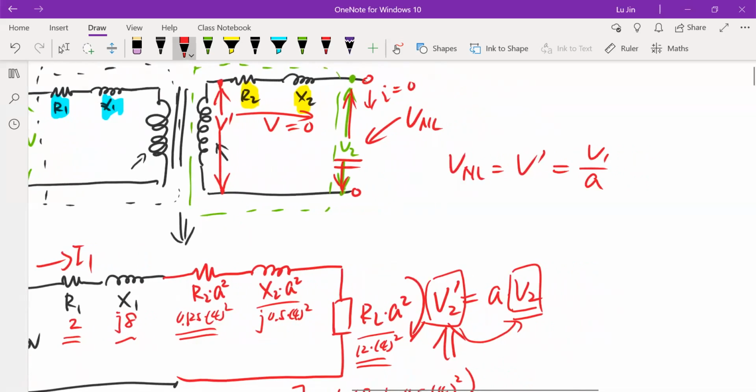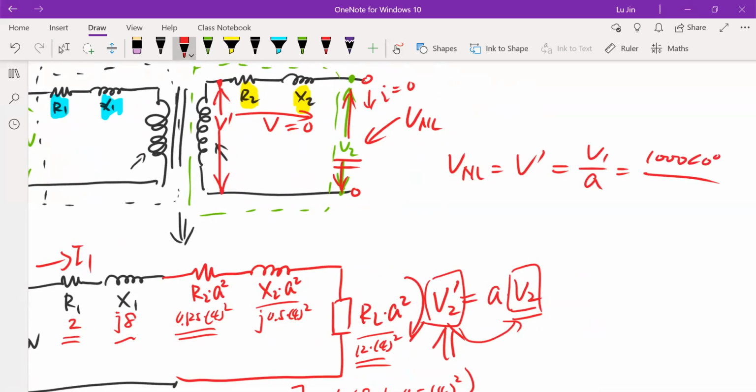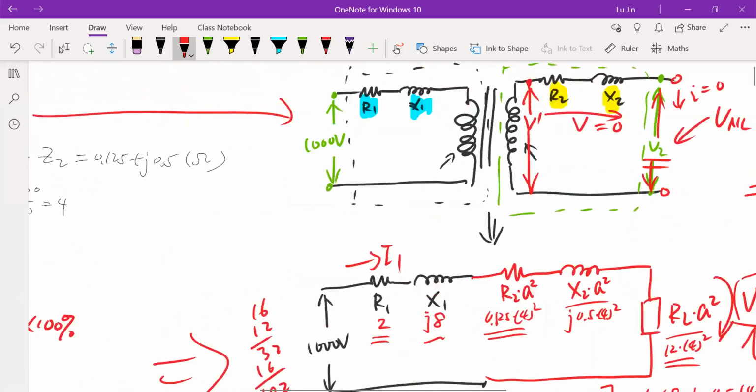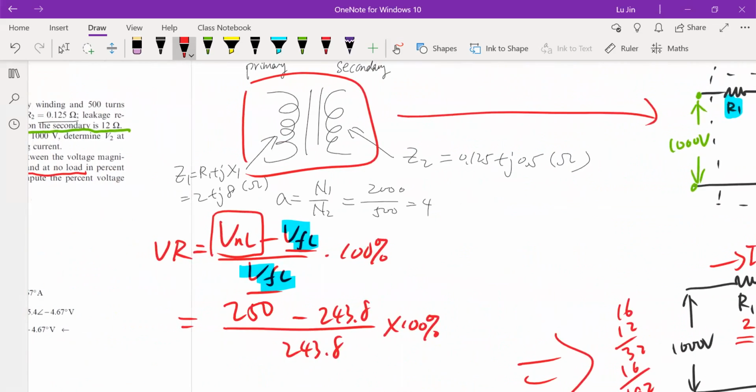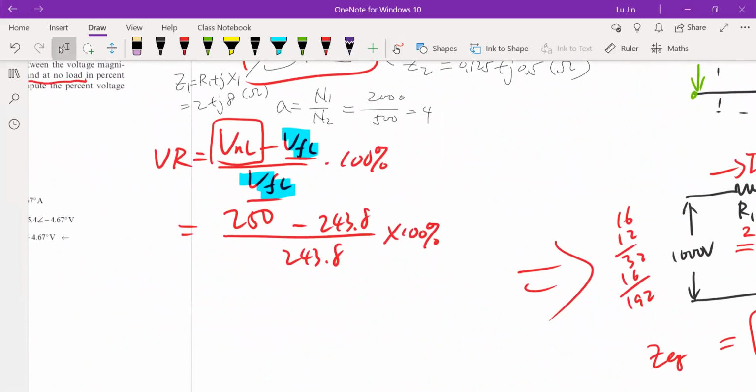But V1, which has been known, is 1000 volts with 0 degrees, divided by A, which is 4, is 250 volts with 0 degrees. Here, for the no load voltage, we just need to use the magnitude of it, which is 250, okay? So 250 is given here. And then by finishing this calculation, you get the voltage regulation, which is equal to 2.54%. Then finish.